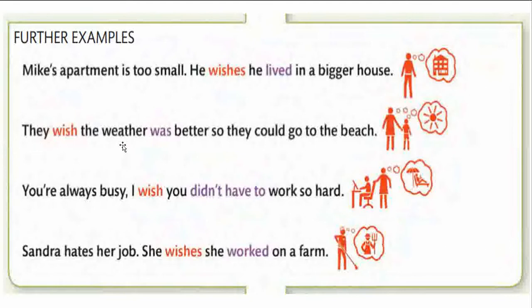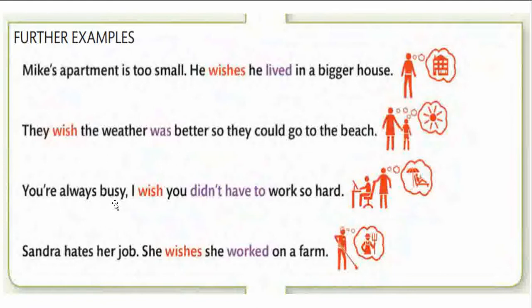They wish the weather was better so they could go to the beach. They wish, there's no s or es, why? Because they is a third person pronoun and plural. They wish the weather was. Was is simple past auxiliary. They wish it was better so they could go to the beach. Now they still have time. Their wish can come true or cannot come true.